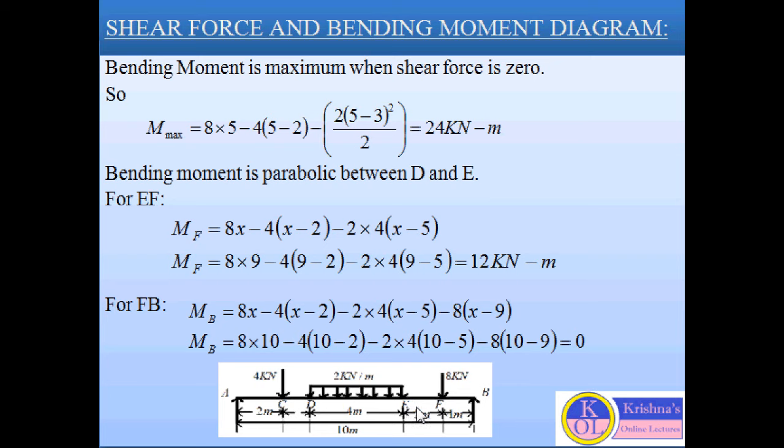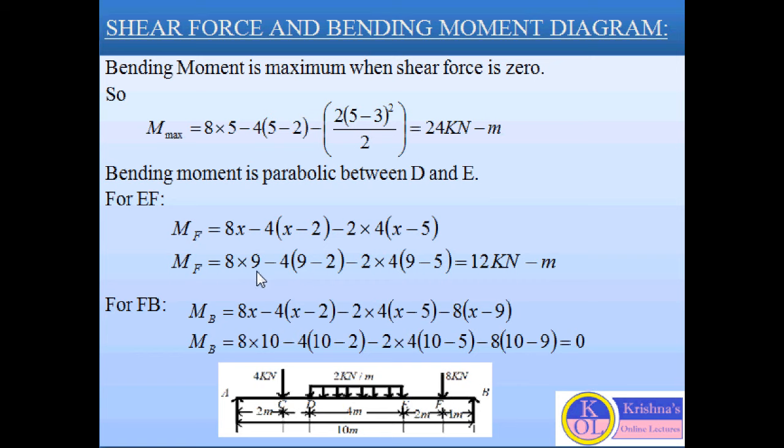We already found the bending moment at point E. Now at point F, if we consider the position of x somewhere in between E and F, the equation will be 8x minus 4(x minus 2) minus 2 into 4 into (x minus 5). So if we put the value of x equal to 9, here the value of x from point A to F is 9.